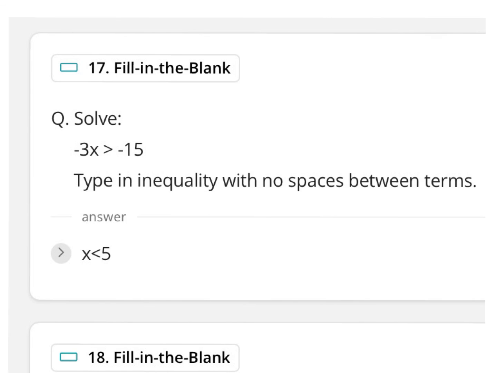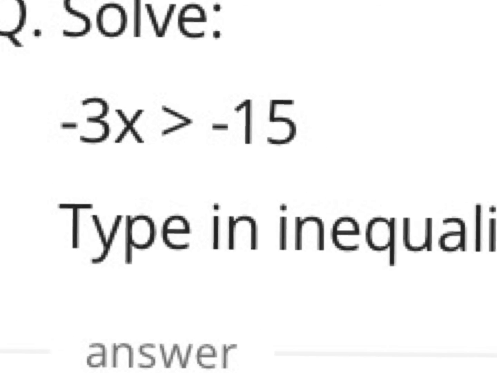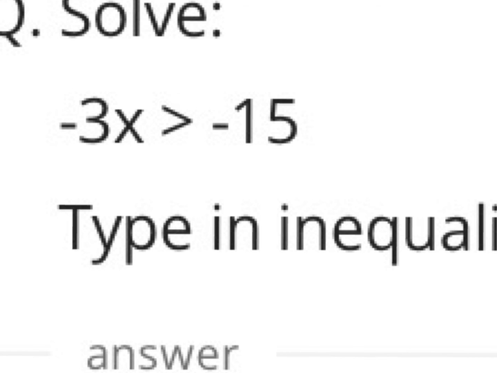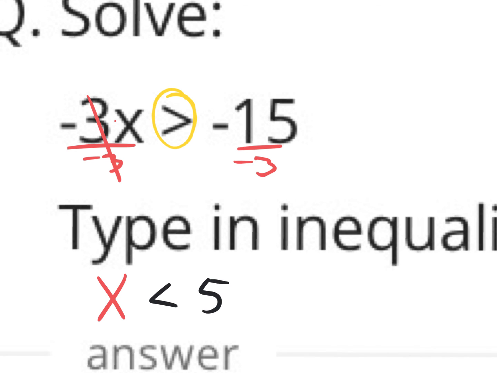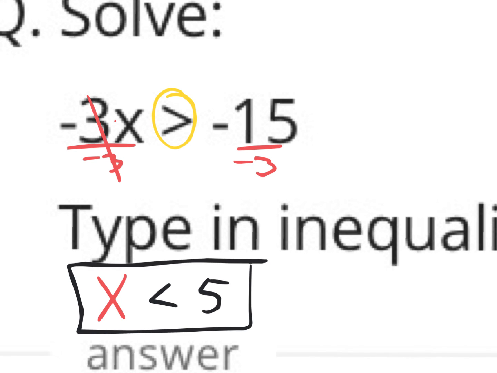And finally, we're going to have a handful of questions where you're just solving these 1 or 2 step equations, inequalities, not equations. So on this one, what would I do to solve it? I would divide by negative 3, that cancels out. You're going to get x, but because you divided by a negative, this guy has to flip. It's going to become a less than instead of a greater than positive 5, because negative 15 divided by negative 3 is a positive 5. X is less than positive 5. Type that in with no spaces between your terms, and that'll be the correct answer.